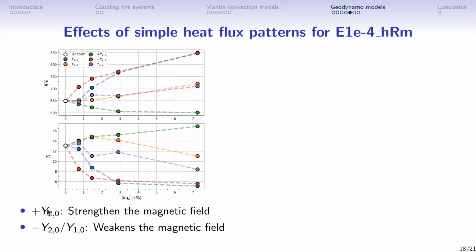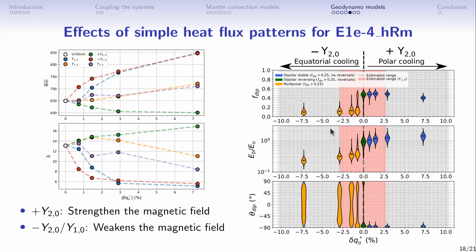And you can notably see that the plus Y20 pattern in green decreases the strength of the flow and increases the strength of the magnetic field, while the minus Y20 pattern in red and the Y10 pattern in blue both increase the strength of the flow and decrease the strength of the magnetic field. It is notably interesting that the Y20 pattern has an opposite effect depending on the sign. So here I show a bit more in detail the results for this Y20 pattern.